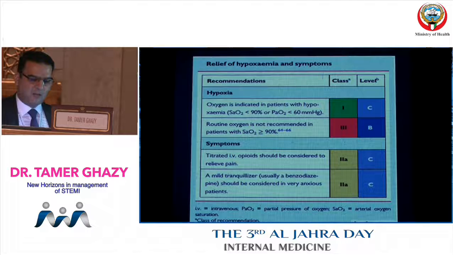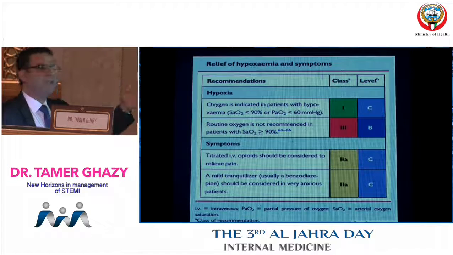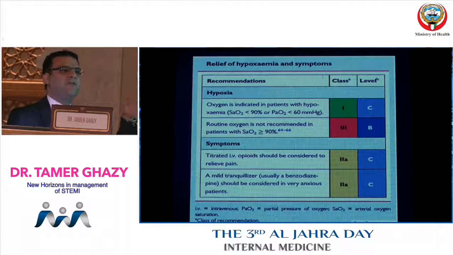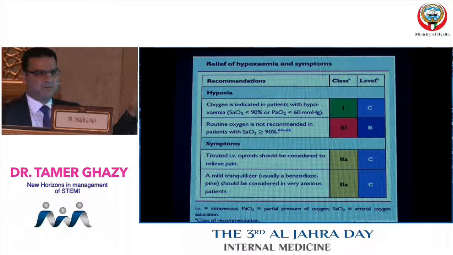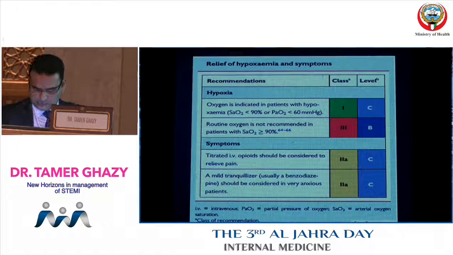Relief of hypoxemia and symptoms. Oxygen is indicated in patients with hypoxemia: arterial oxygen saturation less than 90%, or oxygen partial pressure less than 60 millimeters of mercury. This is class 1, level of evidence C. But what is new? Routine oxygen is not recommended in patients with oxygen saturation more than 90%. This is harm, and this is based on the AVOID trial. For symptoms, titrated IV opioid should be considered to relieve pain, class 2A, level of evidence C. A mild tranquilizer, usually a benzodiazepine, should be considered in very anxious patients.